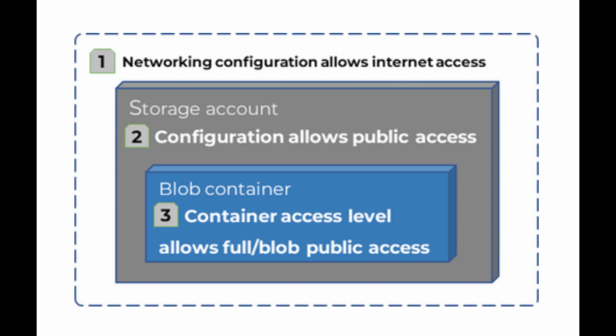So one, we have network configuration that allows internet access. Then we say configuration allows public access. And then our containers have public access as well. If you're not really sure about the container access levels, I'm going to show you that in part 3 of this video. And then finally, the last step, which is not on the diagram in front of you, is that threat actors correctly guess the URL of the containers or the blob.